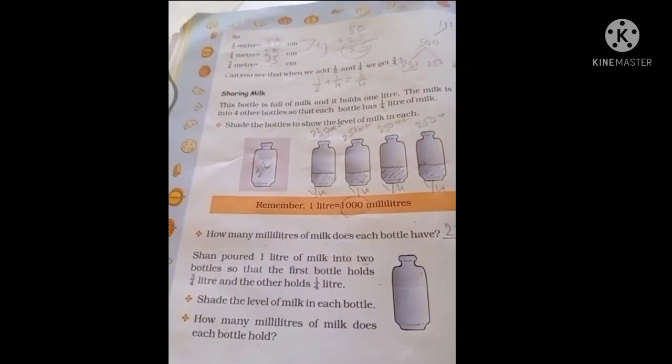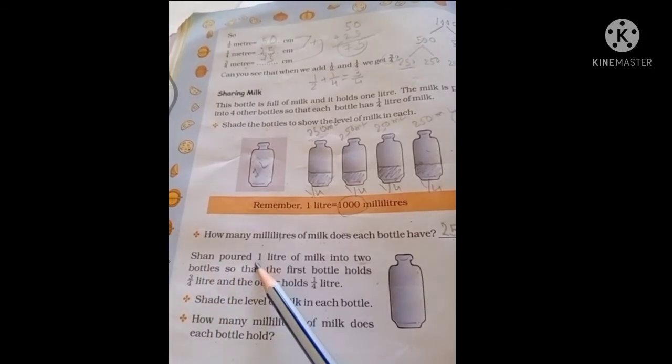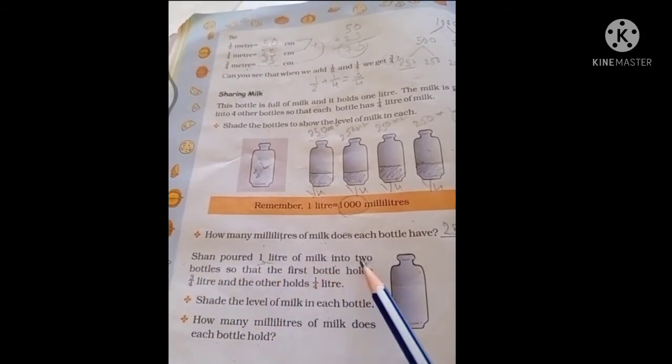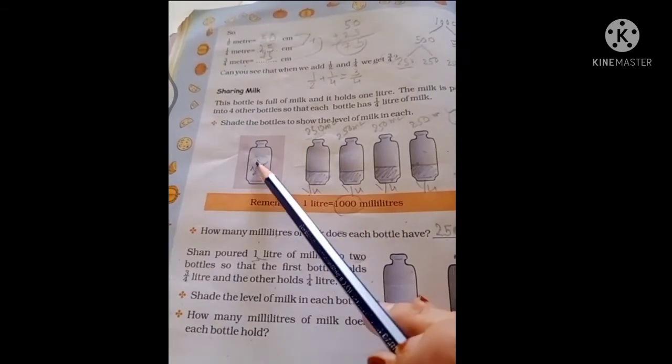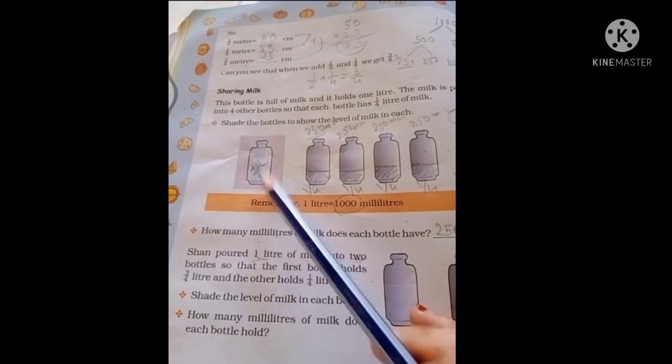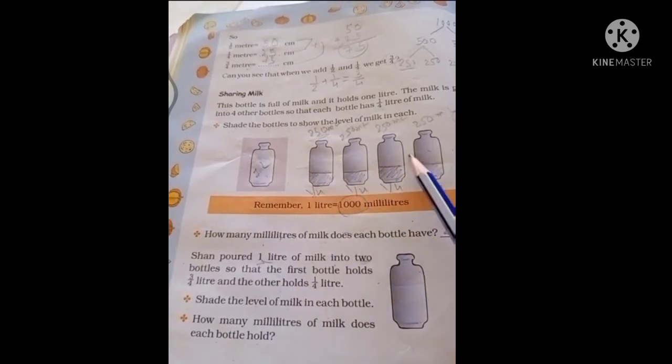Is it clear? Next, Shan poured 1 liter of milk into 2 bottles. Now students, before that, here we poured 1 liter of milk into 4 bottles and we had to pour it equally. So in each bottle there should be equal milk, right?